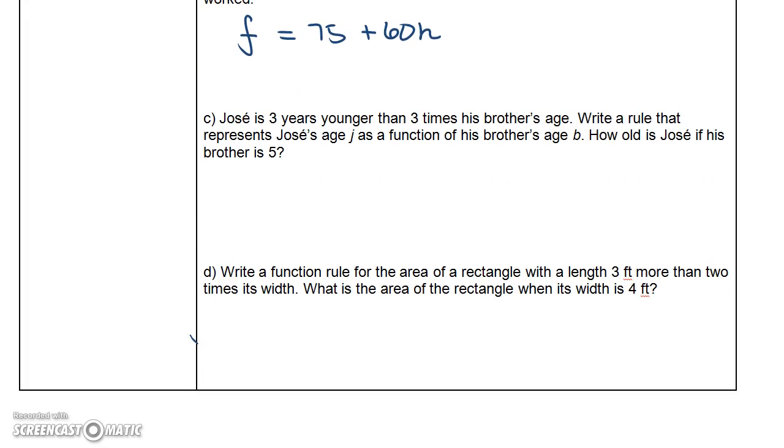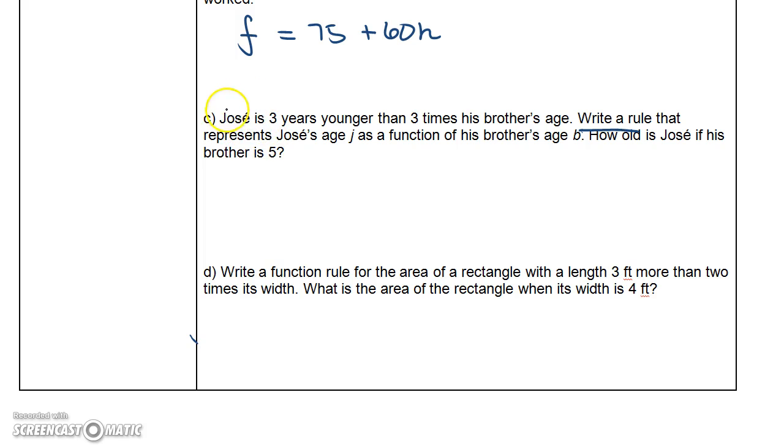Okay, let's talk about my friend Jose. Jose is 3 years younger than 3 times his brother's age. Write a rule that represents Jose's age, J, as a function of his brother's age, B. My apologies. How old is Jose if his brother is 5? So there's two different parts of this. The first thing they want me to do is to write a rule. So let's try that first.